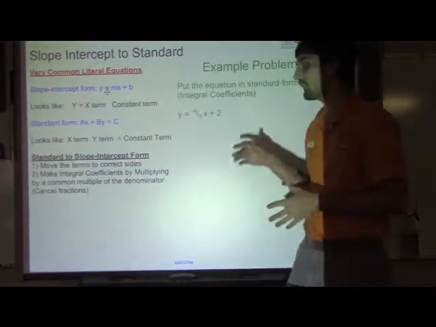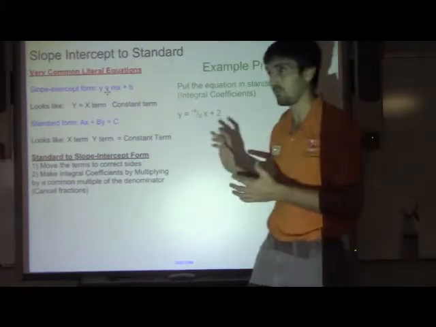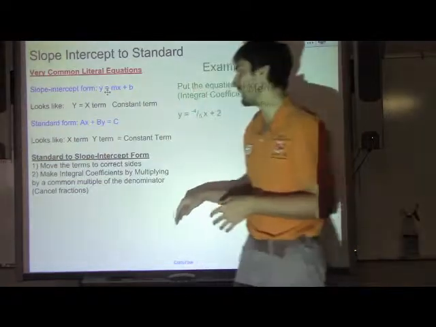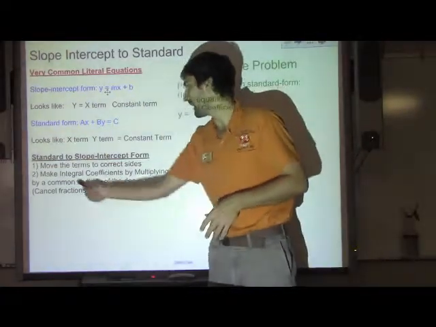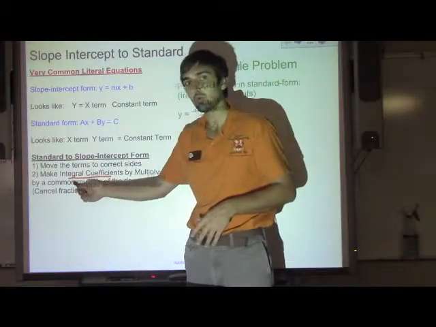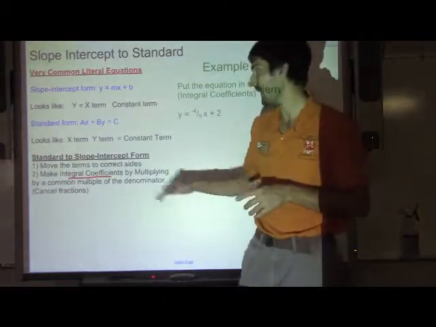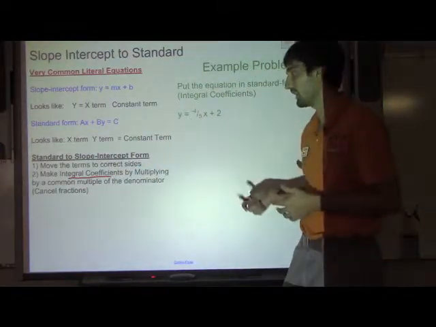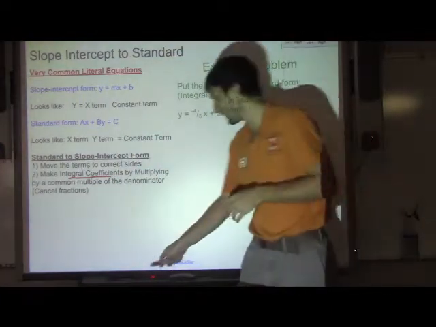So when we're changing from slope-intercept to standard form, the goal is to move things to the correct side. And then there's this phrase, make integral coefficients. All this means is integer, which is non-decimal, and then coefficients means the numbers in front of the variables are non-decimals. All right, so let me show you how this is in action.